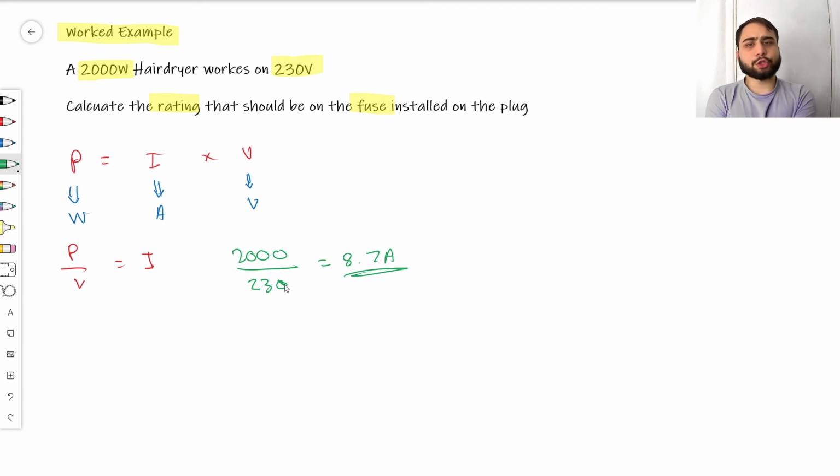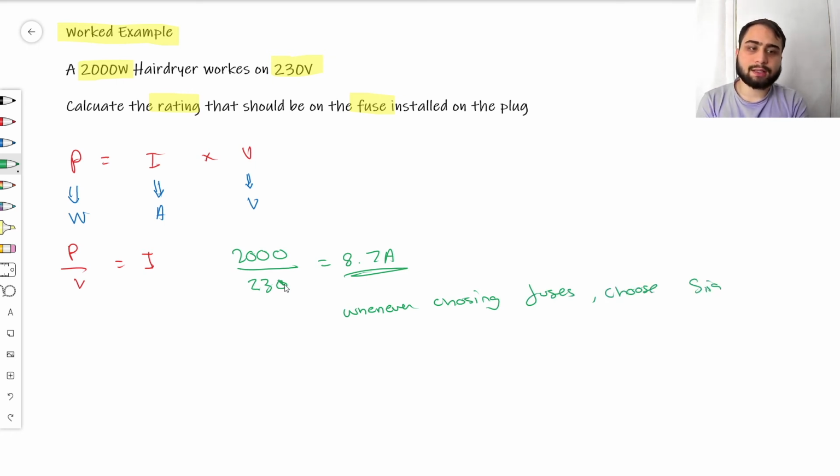But now, do we want a fuse that's exactly 8.7 amps? No, right? Because as soon as we turn it on, the fuse will melt straight away, even though that's exactly the current that we do need for the hairdryer to actually work. So whenever you're choosing fuses, choose slightly higher amps. That's because the hairdryer itself, any appliance has a sort of margin of error, right?